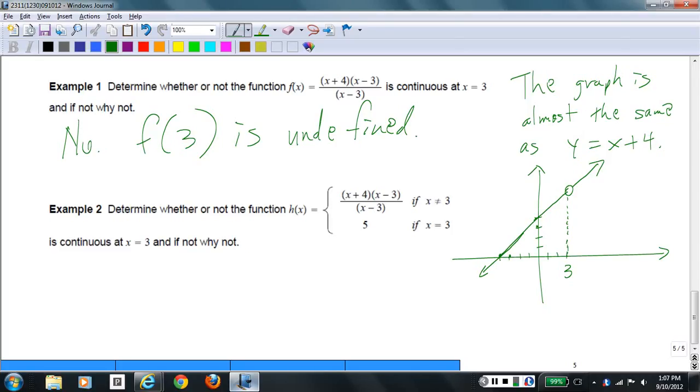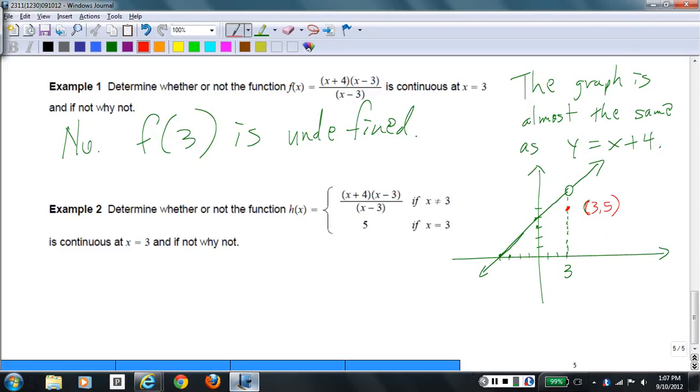Now, example 2, not much more difficult to graph because it's defined using the same expression if x is not 3, and if x is 3, it's equal to 5. So there's 4 right there. There's 5 right there. That's the point (3, 5). Is this continuous at 3?